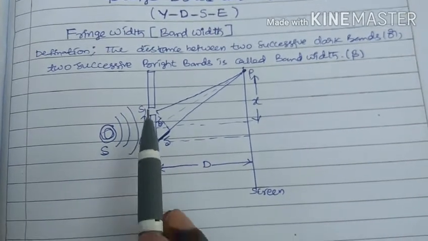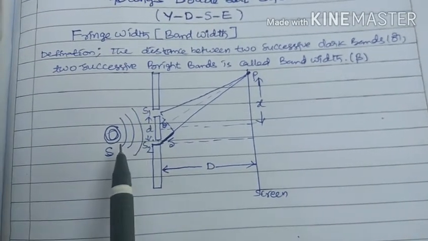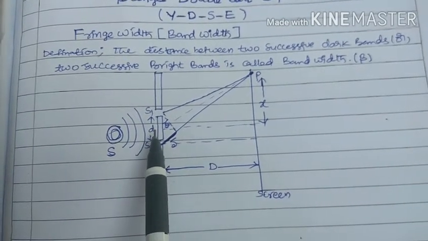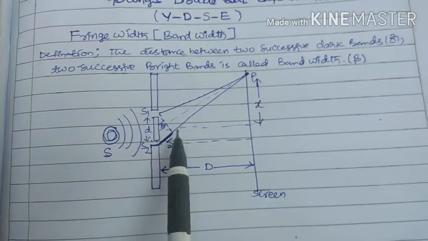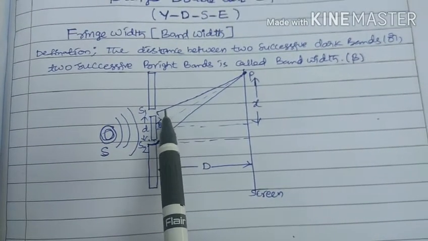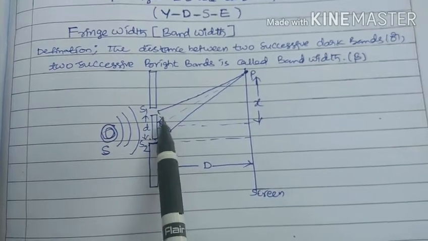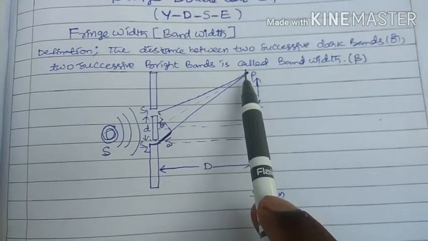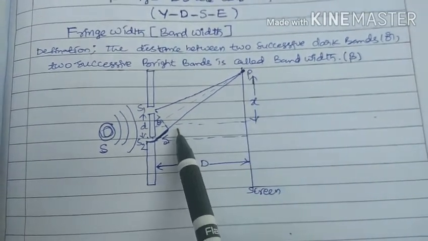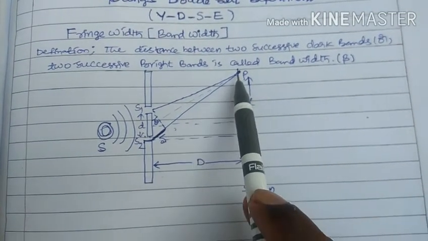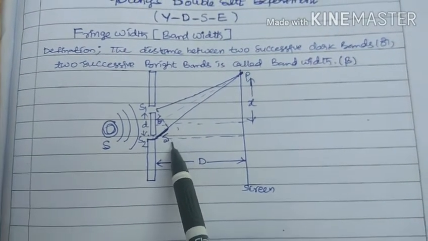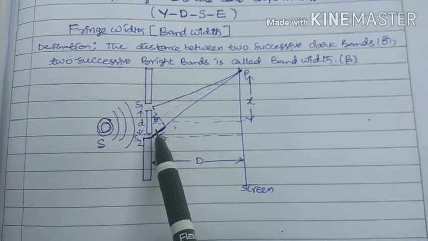Here S1 and S2 are equidistant from the source S. The distance between S1 and S2 is small d, and the path difference is delta, where the wave from S1 and the wave from S2 are incident at point P. The difference between their paths is delta, as shown in the figure.